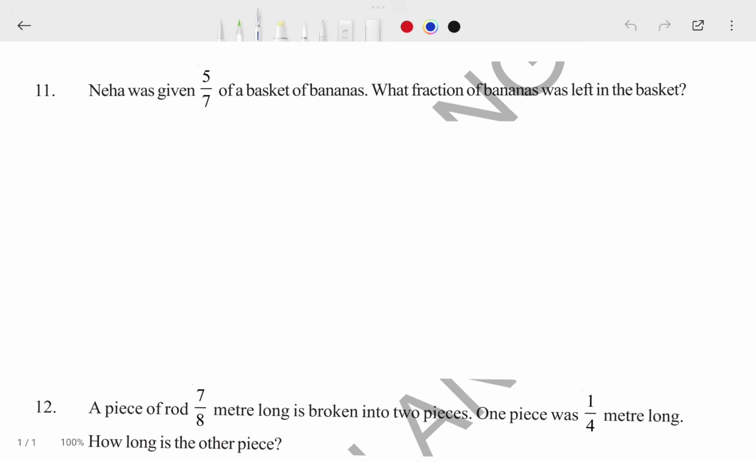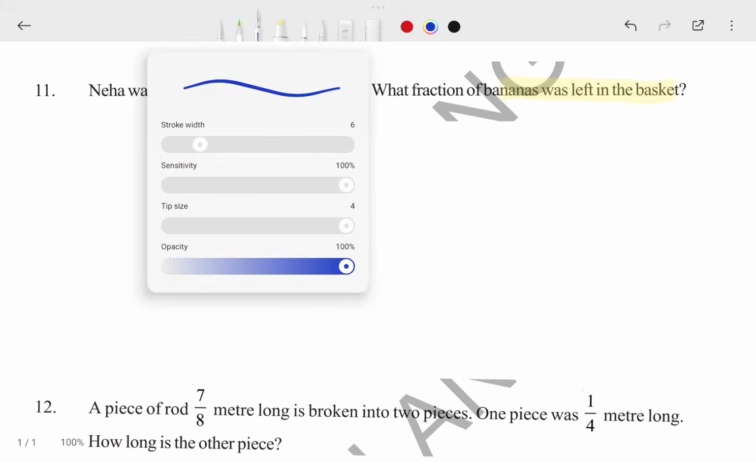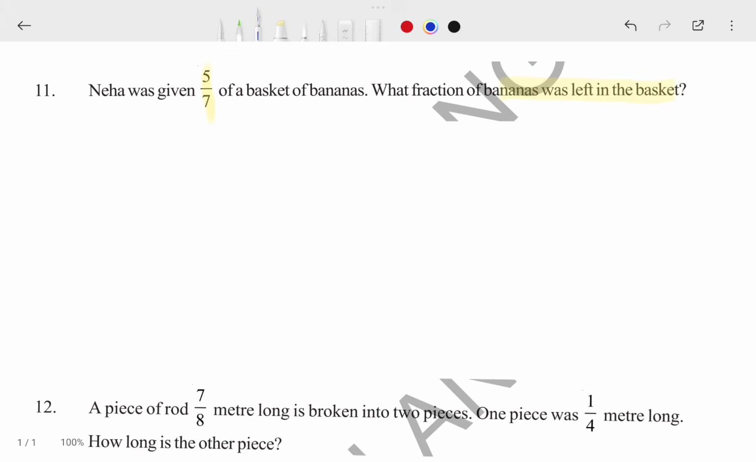All right. So the 11th question: Neha gave 5 by 7 of the basket of bananas. So what did Neha do? Neha gave 5 by 7 parts of the bananas to someone. So the question is asking what fraction of the bananas was left in the basket. How many bananas are left in the basket?